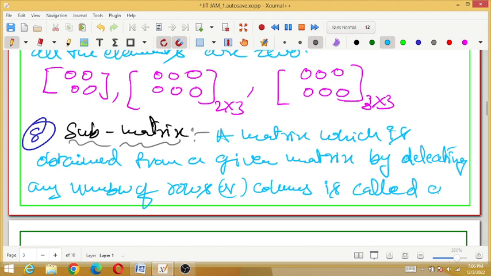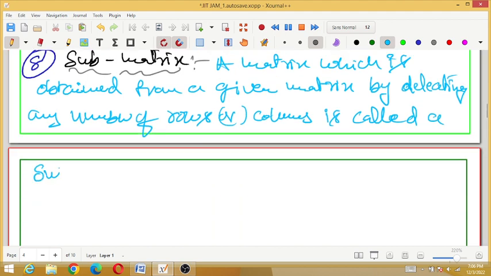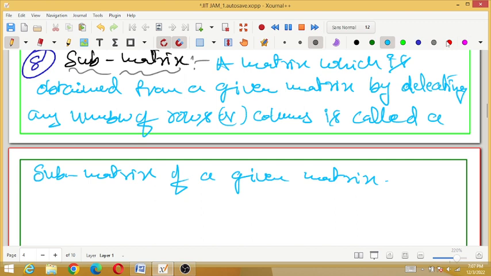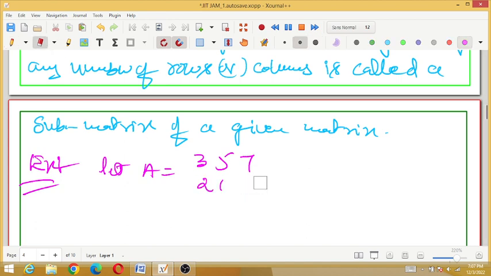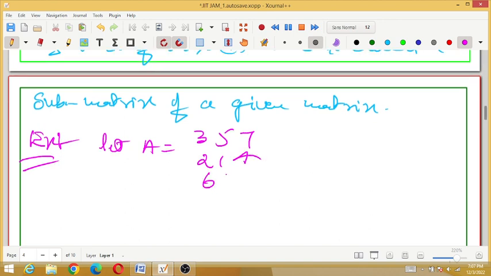Any matrix obtained by deleting any number of rows or columns is called a submatrix of the given matrix. Examples I am giving. Let A be the given matrix: 3 5 7, 2 1 2, 2 1 3, 2 1 4, whatever it is, and next 6 4 0. This is one matrix. Now I want a submatrix of this matrix.